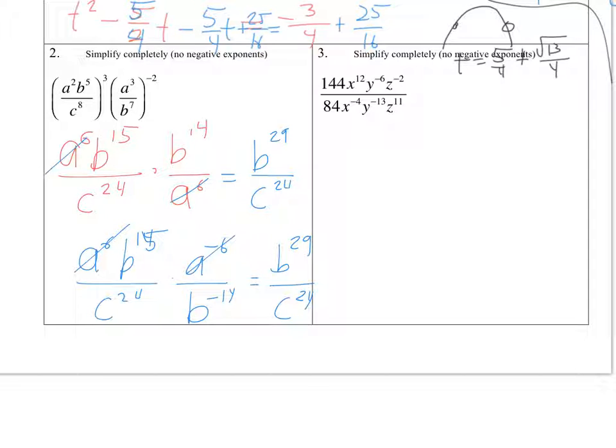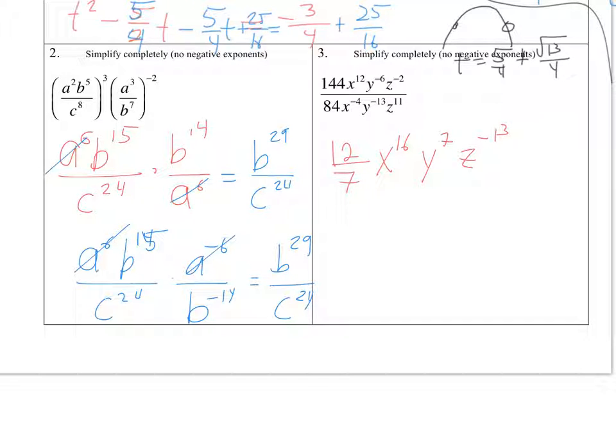For the next one, I'm going to start with my numbers. 144 divided by 84, both those are divisible by 12. That ends up with 12 sevenths. Then I've got x to the 12 divided by x to the negative 4. 12 minus negative 4, that's going to be x to the 16. Y to the negative 6 divided by y to the negative 13 is going to be negative 6 minus negative 13, y to the 7. Z to the negative 2 divided by z to the 11 is going to be z. Negative 2 minus 11 is negative 13.